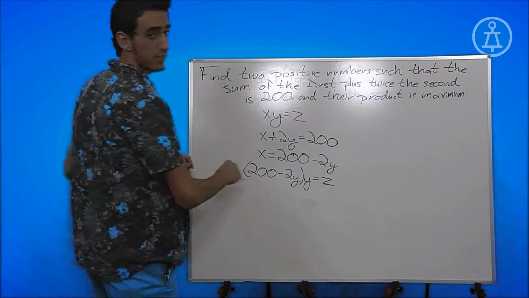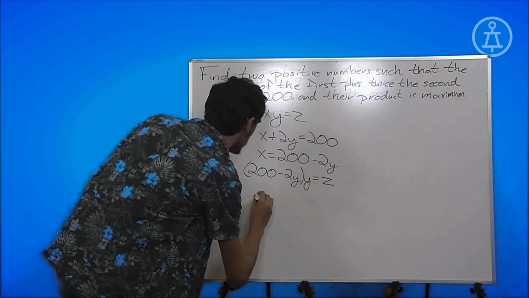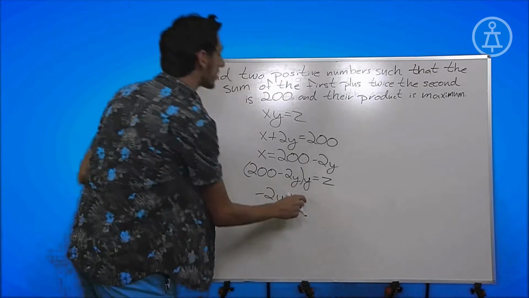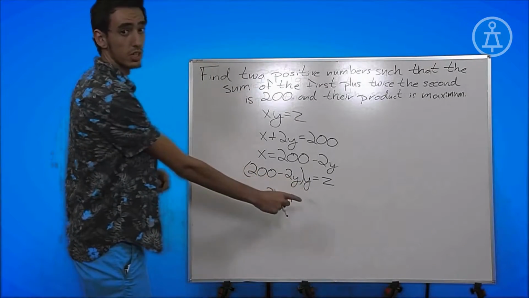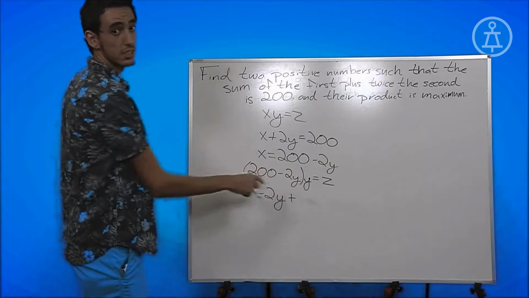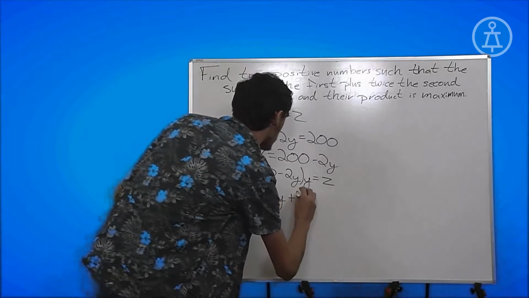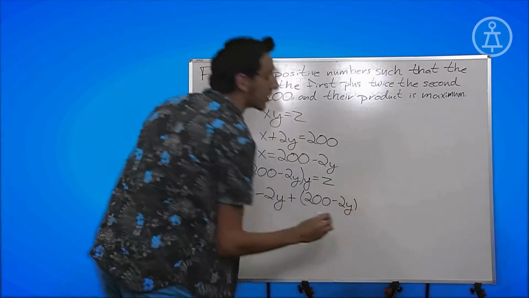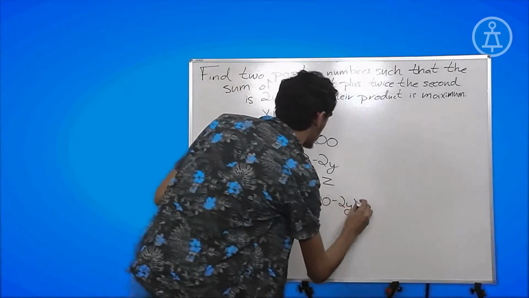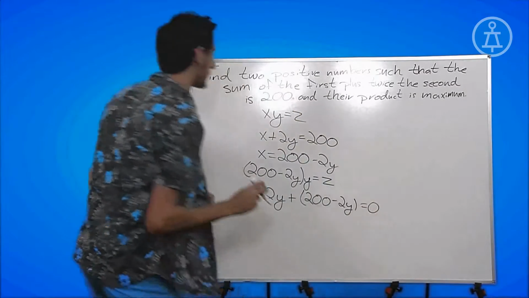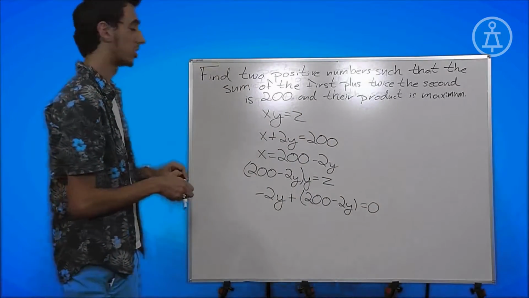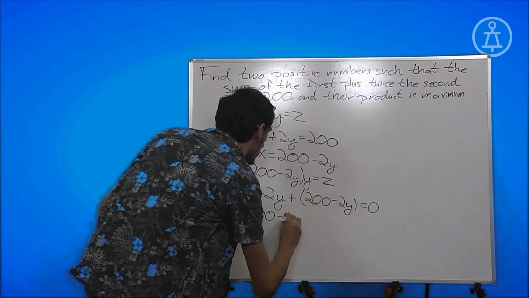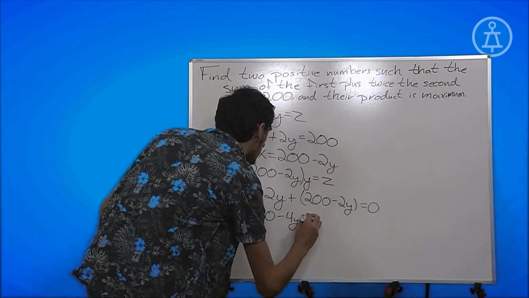So we take the derivative of the first times the second. So we have negative 2 times y plus the derivative of the second, which is going to be 1 since it's just y, times this quantity, the 200 minus 2y. And we're going to set that equal to 0. Okay, so now let's collect like terms. So we'll have 200 minus 4y equals 0.